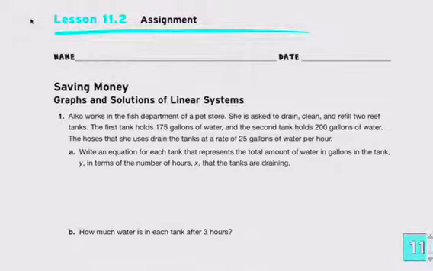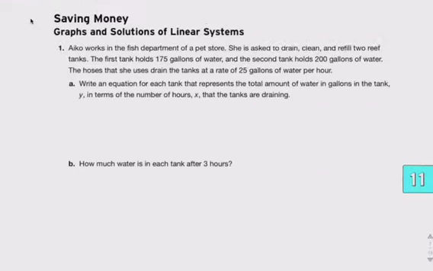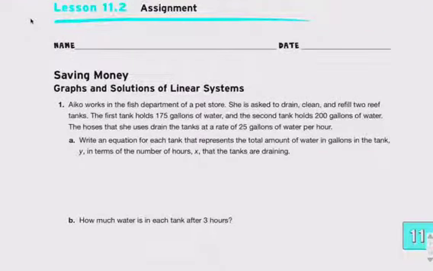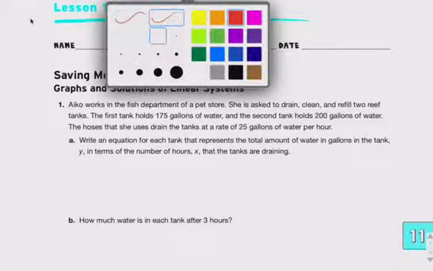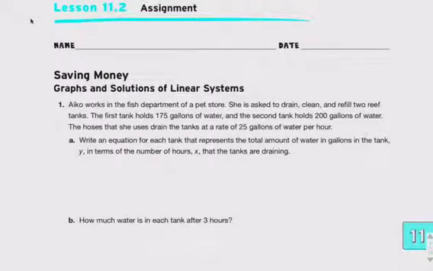Okay, this is your homework assignment, workbook 11.2, starting at page 203 at the bottom. Aiko works in the fish department of a pet store. That's just information we don't need. She is asked to drain, clean, and refill 2 reef tanks. The first tank holds this much water. The second tank holds 200 gallons of water.